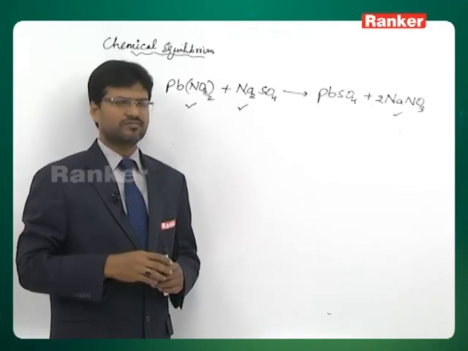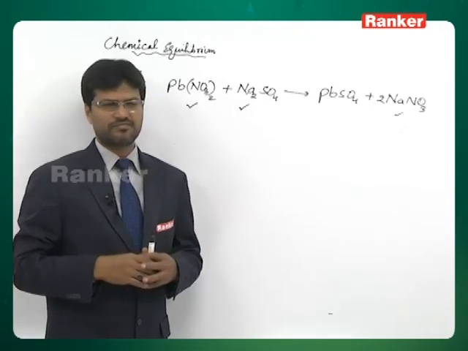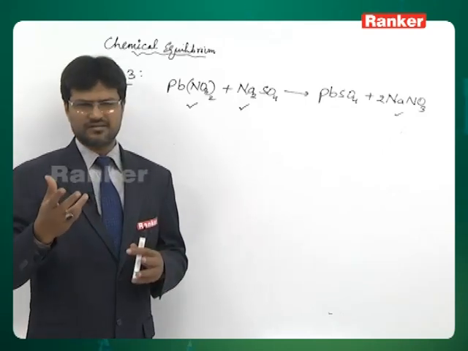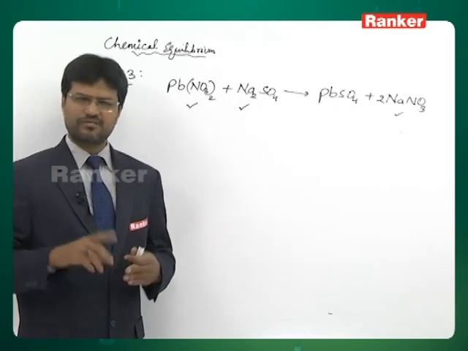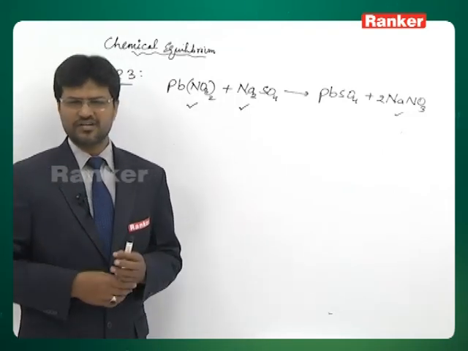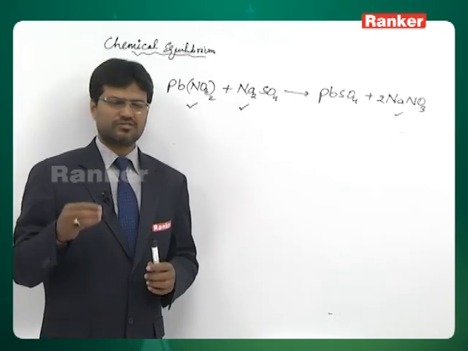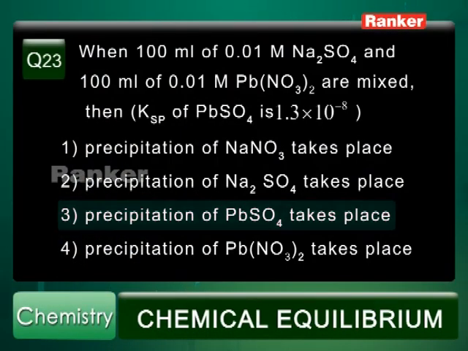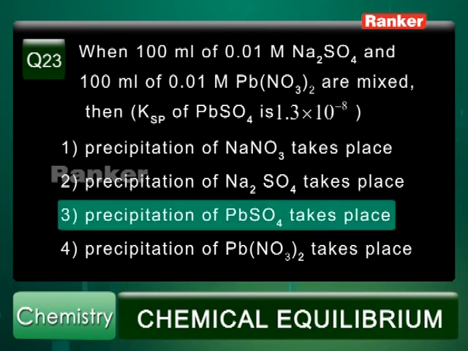We have to find out whether precipitation of PbSO4 takes place or not. There is only one likely change which can take place, because there is no chance of precipitation of sodium nitrate, sodium sulfate, or Pb(NO3)2, because these three are soluble salts. And so the answer is precipitation of PbSO4 takes place. The third option is the answer.